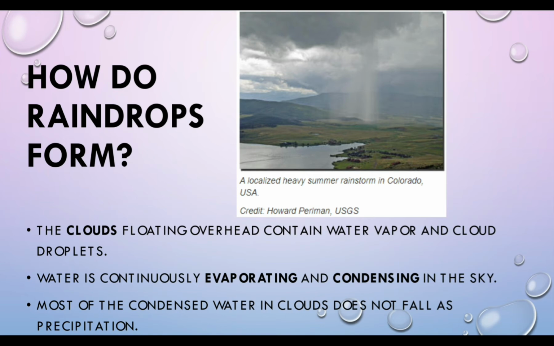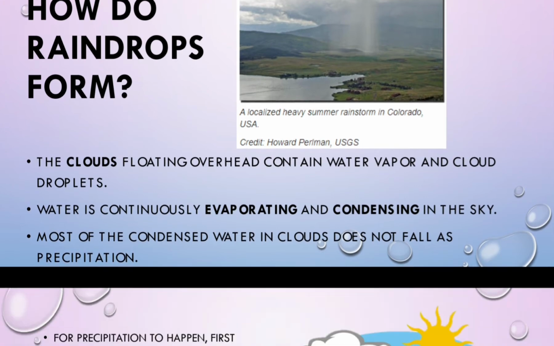Water is continually evaporating and condensing in the sky. If you look closely at a cloud, you can see some parts disappearing or evaporating, while other parts are growing or condensing. Most of the condensed water in clouds does not fall as precipitation because their fall speed is not large enough to overcome updrafts which support the clouds.